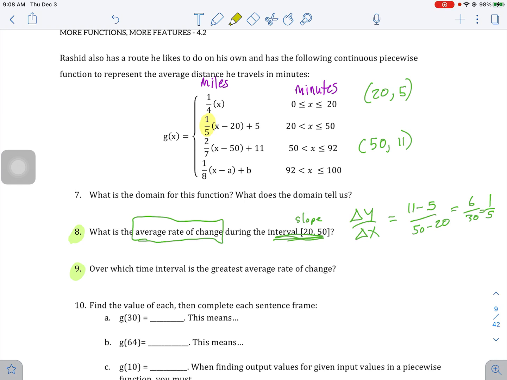Okay, which one is the greatest rate of change? So it's really saying which fraction is greater. Well, it's definitely not here. It's definitely not here. So you've got 1/4 and you got 2/7. 1/4 is the same as 2/8, and 2/7. If we compare these two, 2/8 is less than 2/7. So therefore, it's this third interval from 50 to 92.